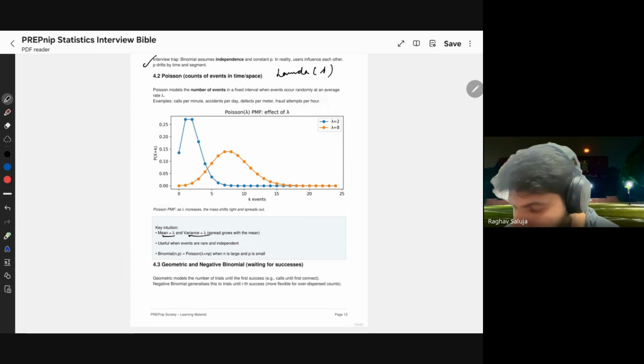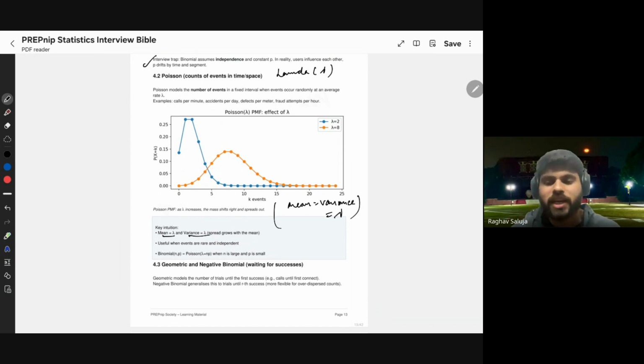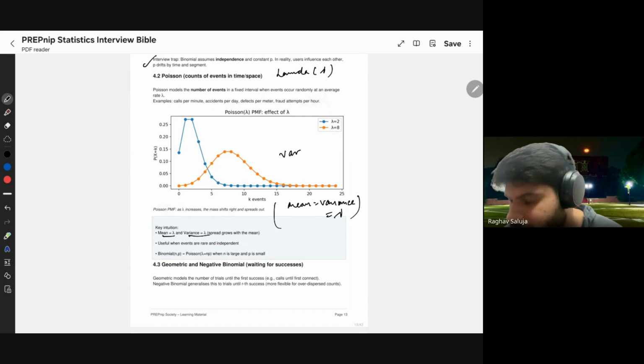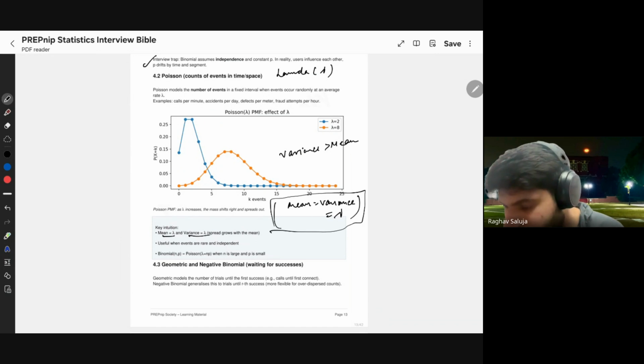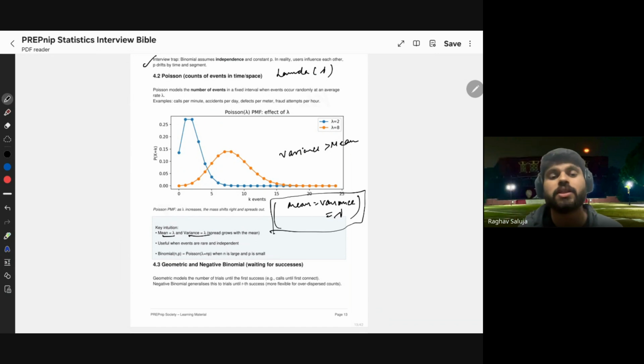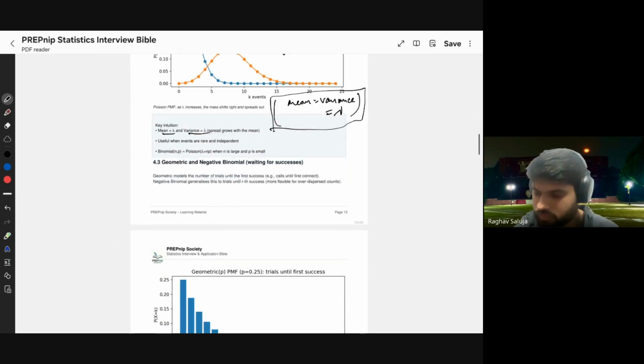In Poisson, what we say? Mean equal to variance equal to lambda. But for a clumsy data, variance will be greater than mean. And if variance is greater than mean, that is when your Poisson fails because this condition fails. So this is something that you have to keep in account in your Poisson test, कि clumsy data पे Poisson fail हो जाता है. ठीक है.